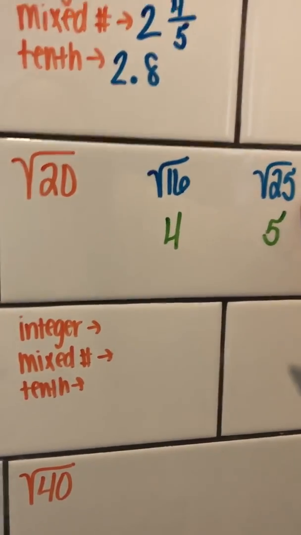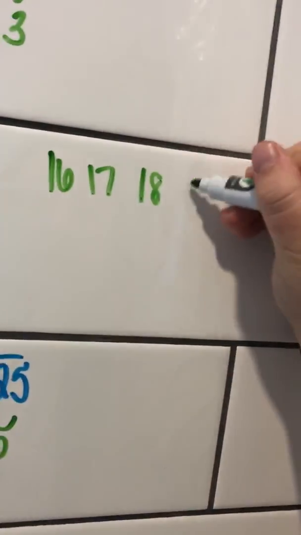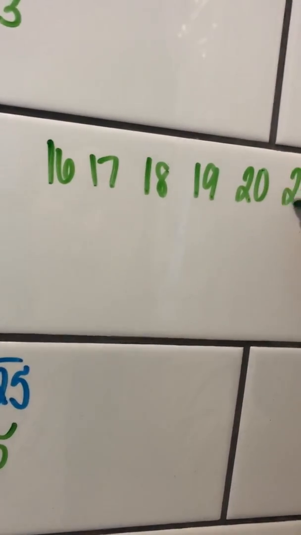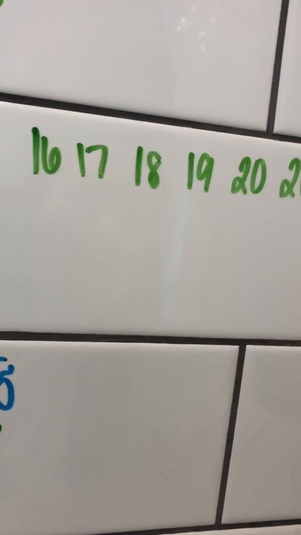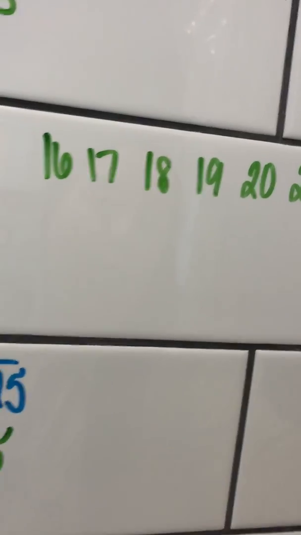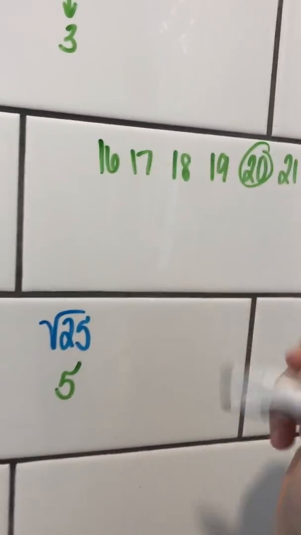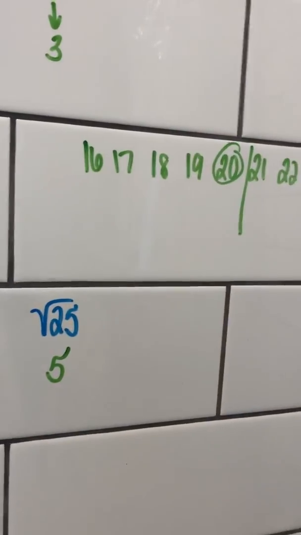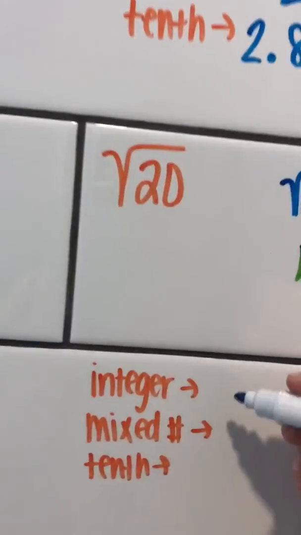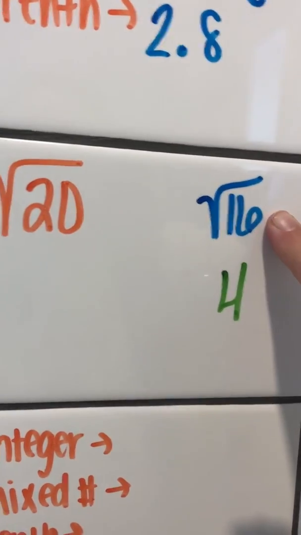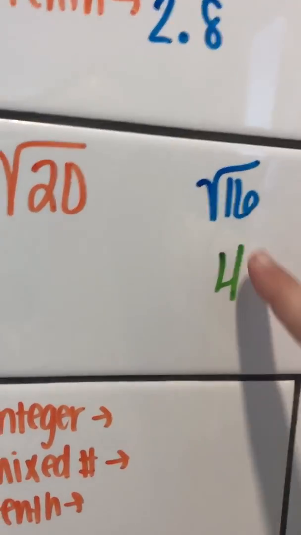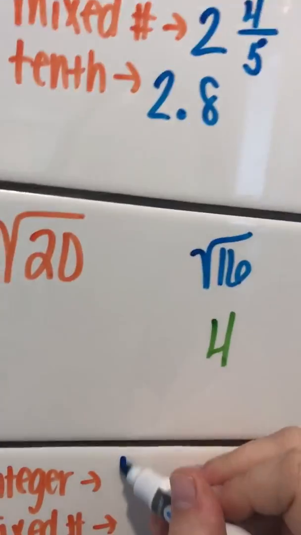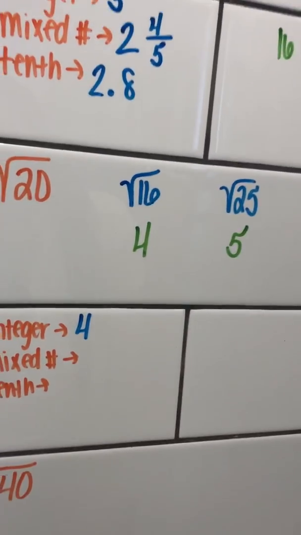And if you don't see it right away, you can always write the numbers out. I'll do it up here quickly for you. So 16, 17, 18. So I'm looking, is 20 closer to 16 or 25? Well, this is the halfway point, so it's closer to 16. If it's closer to the square root of 16, that means the square root of 20 is about 4. So we'll say 4 for my integer there.